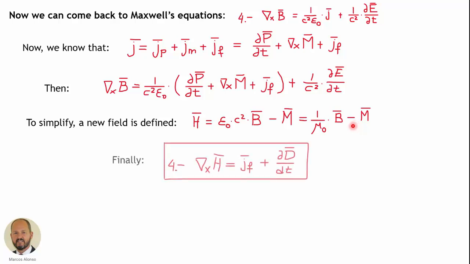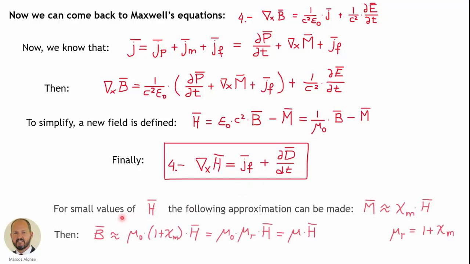And now, using this definition of H in the fourth equation here, and also using the definition of the displacement vector that we have seen before, then we can finally get this equation, which is the version of the fourth Maxwell's equation in matter. So we say that the curl of H is the current density due to free charges plus the partial derivative of D with respect to time.